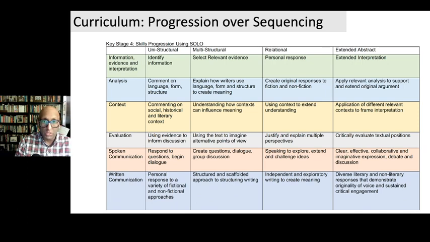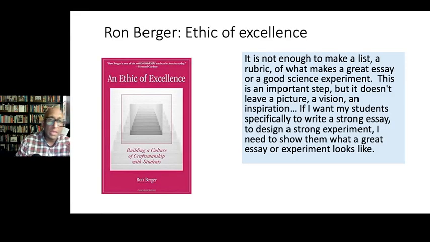So of course you can pause here and look and bring pressure on these. This is how I see the way things progress in Key Stage 4 that isn't solely based on performance in the exam. And in doing this, another writer I think you should look at, who is really interesting and worth thinking about, is Berger, in this really amazing book, Ethic of Excellence. In it, he says it's not enough to make a list, a rubric of what makes a great essay or a good science experiment. This is an important step, but it doesn't leave a picture, a vision, an inspiration.